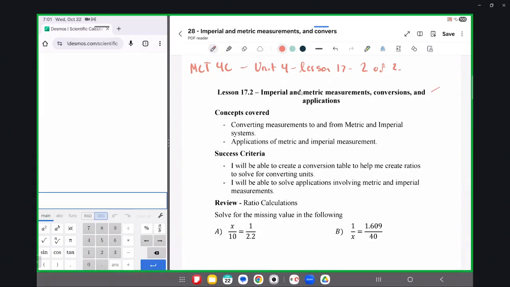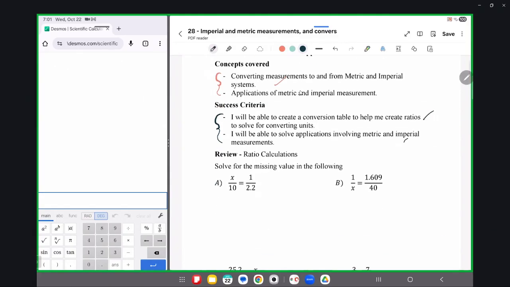So for today, we're going to be converting measurements to and from metric and imperial systems, and we're going to be looking at applications of metric and the imperial system. We will know things have gone well if we're able to create a conversion table to help me create ratios to solve for converting units, and you're able to solve applications involving metric and imperial measurements.